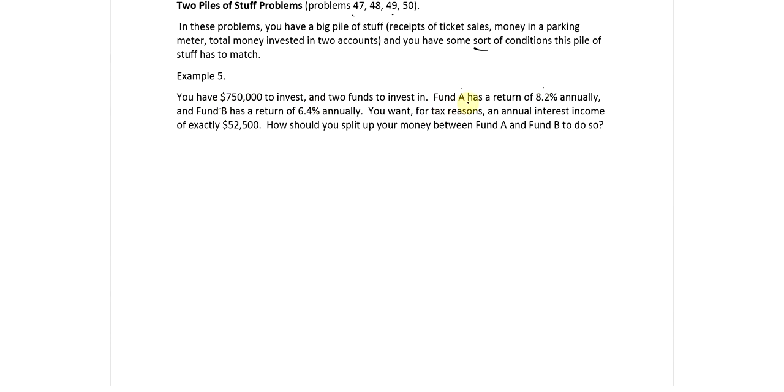For various reasons, tax reasons, you want an annual interest income of exactly $52,500. So how much should you put in Fund A? How much should you put in Fund B? Again, look at the last sentence. What are you looking for? Well, some of my money goes in Fund A, some of my money goes in Fund B.